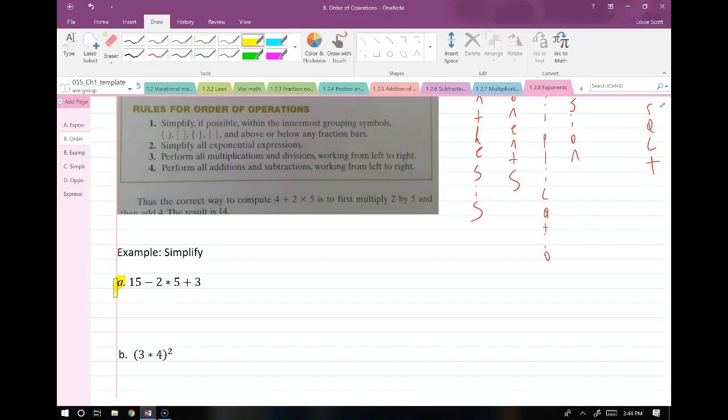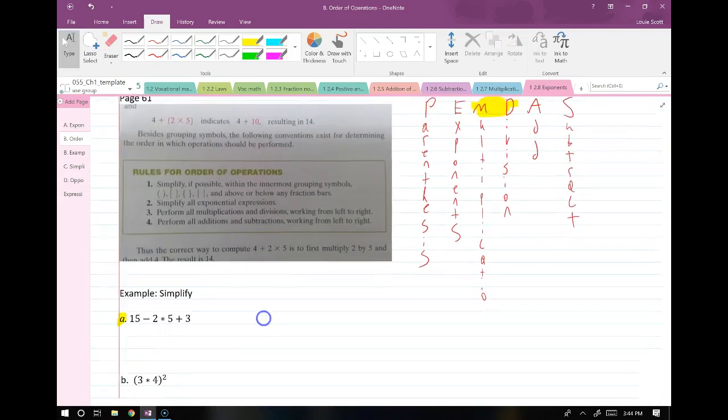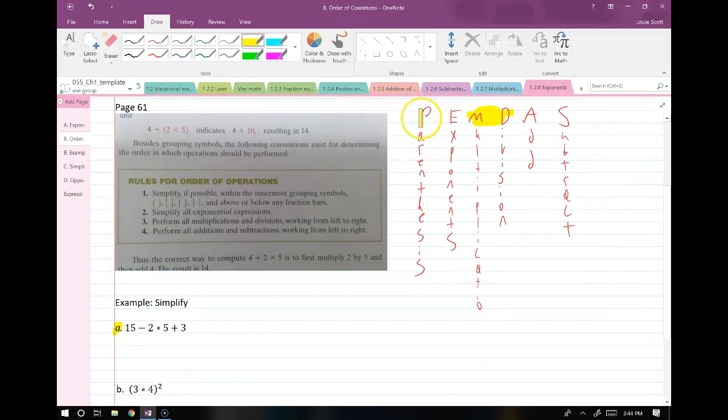So on example A here, first, we just go through our PEMDAS, right? And so we say P stands for parentheses. We go from left to right. There's no parentheses. E is for exponents. So we go from left to right. There's no exponents.